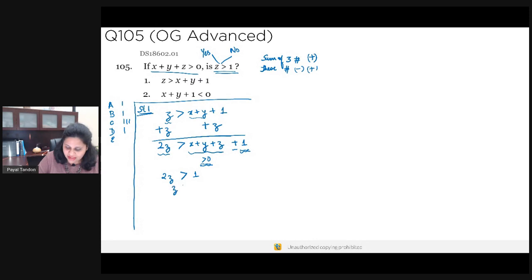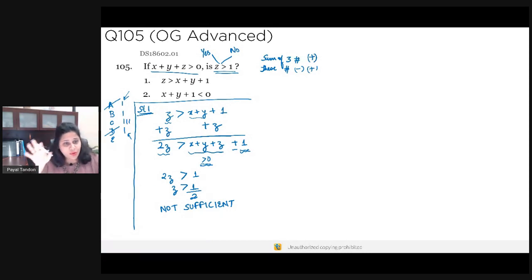So which means that 2z is greater than 1, right? Now, what does this mean? Z is greater than 1 by 2. So I can say for sure that z is greater than 1 by 2, but I cannot say for sure whether z is greater than 1 or not, which means that this statement is not sufficient. Which means that choice A or choice D cannot be my answers, which means that two of you who selected choices A and D, you made a mistake here.